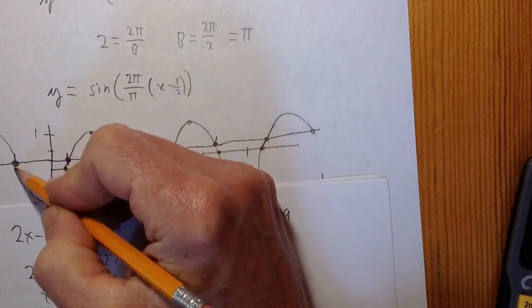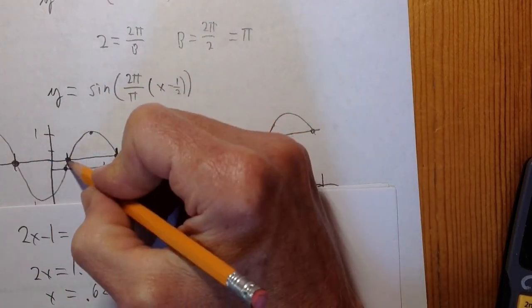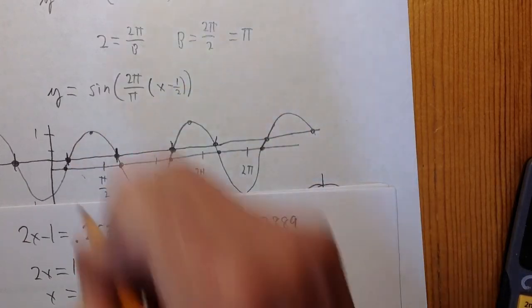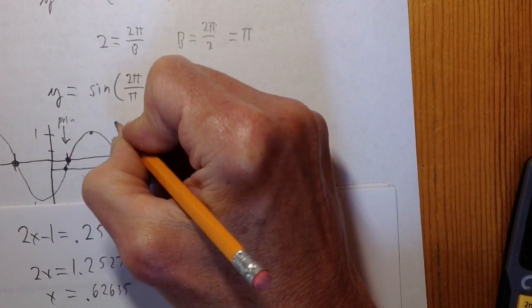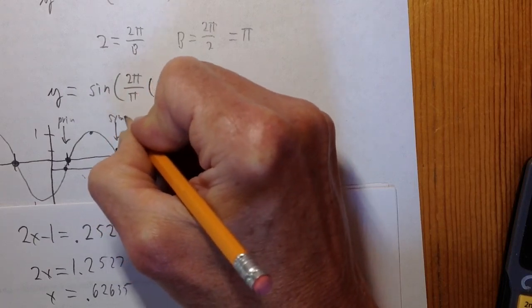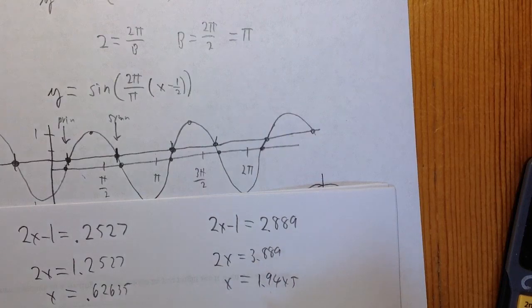I think I said that one before, but I misspoke. There's two solutions. This is the principal solution right here, and then this one is the symmetry solution, and all the other ones are the 2 pi n solutions because there's infinite. But those are the two main ones on each side of the curve. Okay, that's how you do these.